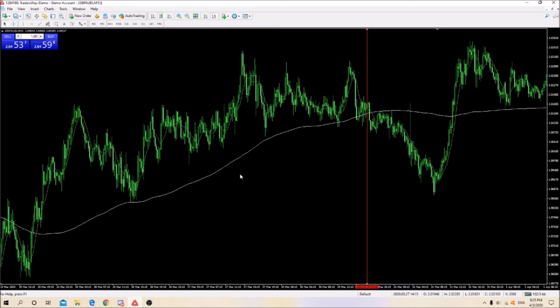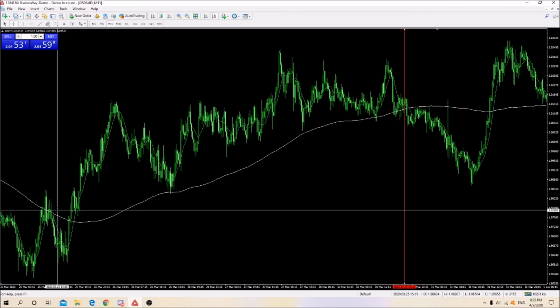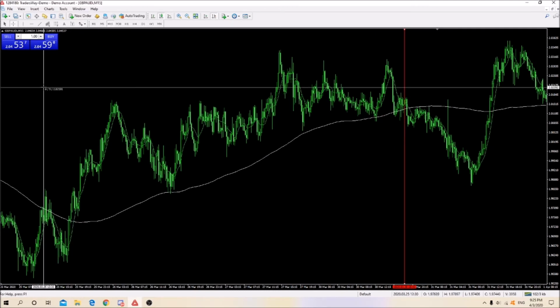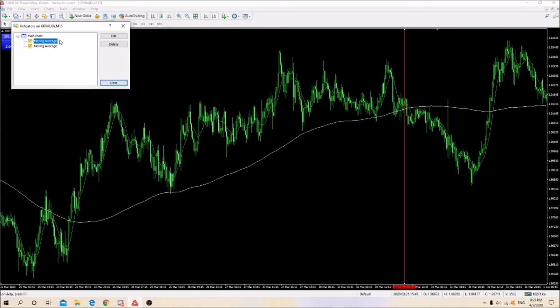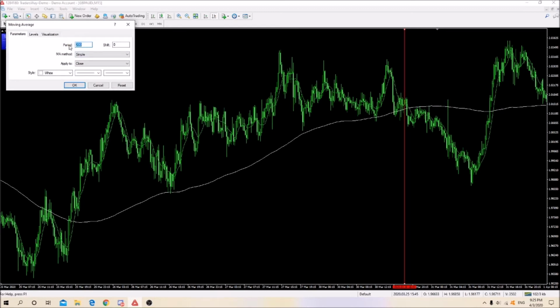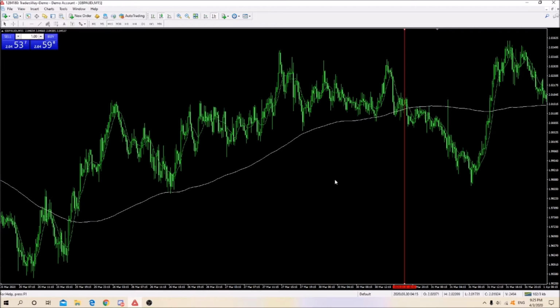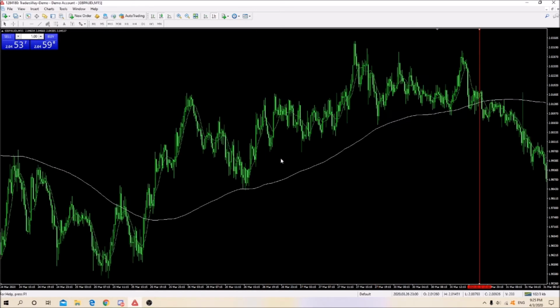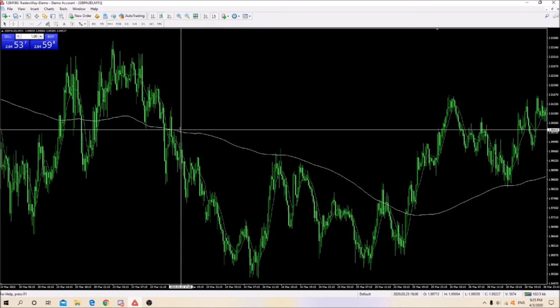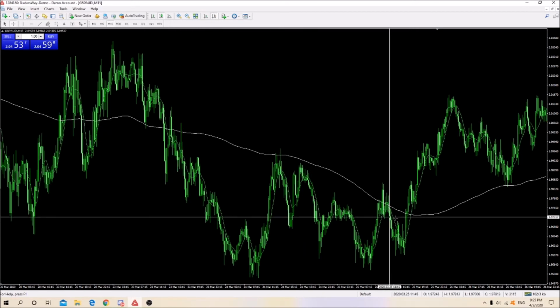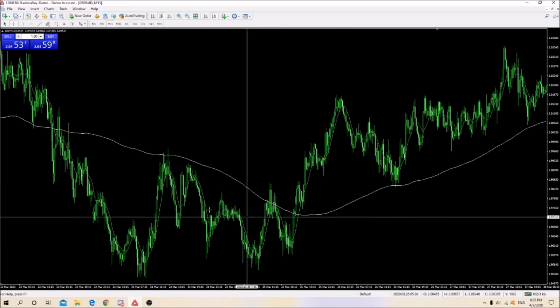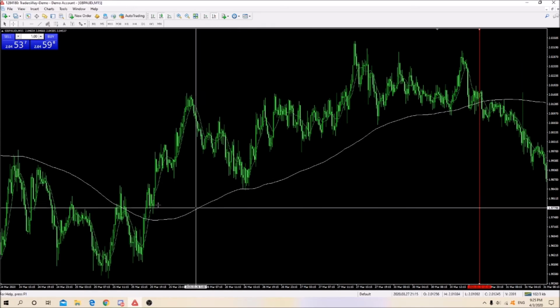So the system does comprise of two indicators. They're both the same indicator, two moving averages. You guys can see here, the first one is a 200 period moving average, which is the white one, and the other one is an 8 period moving average, and it's lime green. So let's just do some quick examples. Whenever price is below the 200 moving average, you would only go for sells. Whenever price is above, you only go for buys.